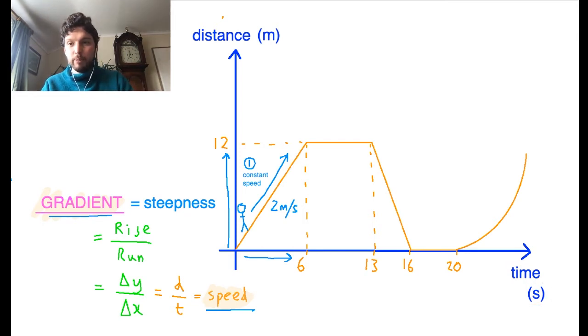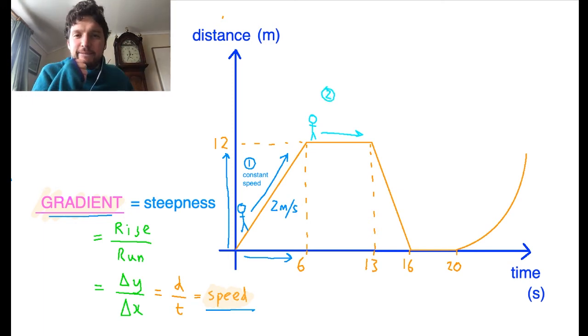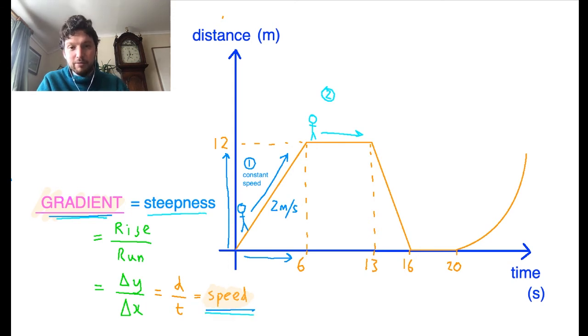Okay, so let's look at the next bit. So again, imagine you're a human who's wandering across this bit. What is the steepness of this section here? We'll call it section 2. What do people think? Any ideas? So steepness is 0. Yeah, great. So this section has a steepness of 0. It's completely flat. So the gradient is 0, the steepness is 0. That means that the speed is 0. 0 meters per second. And the word that we use for this in Physics GCSE is stationary.